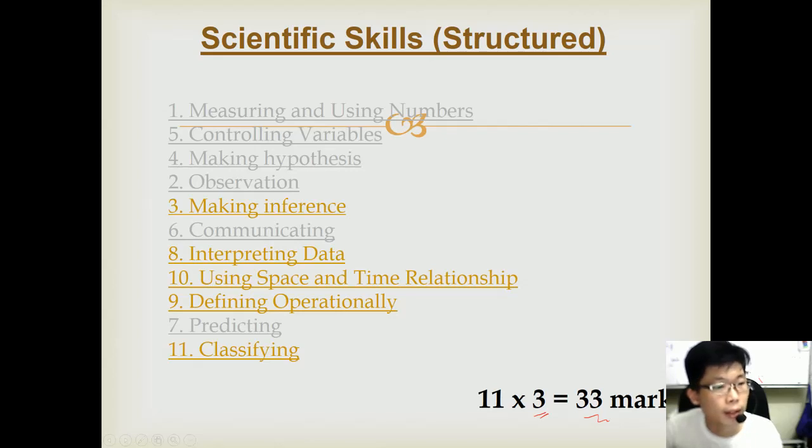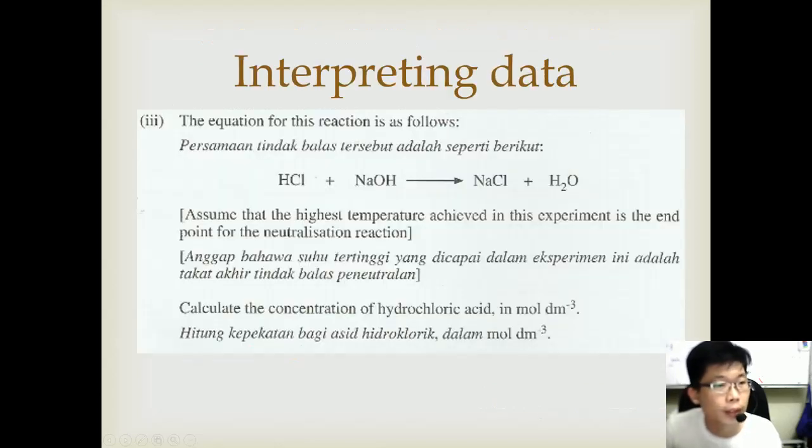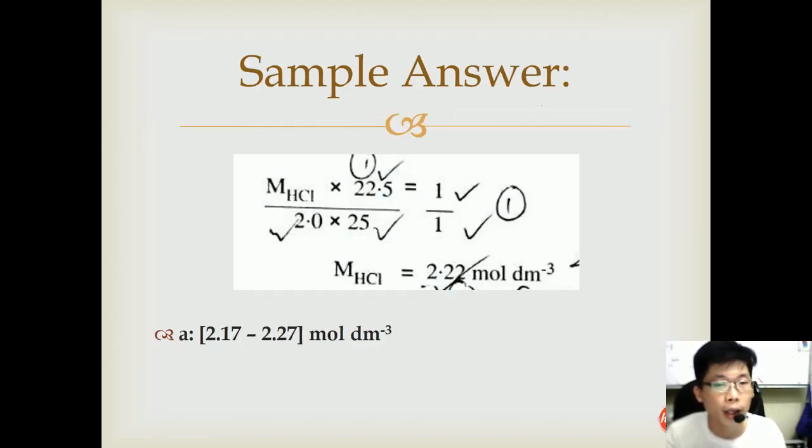Next, interpreting data. Normally this one like the paper 2, the student just needs to do the calculation and sometimes needs to explain the reason and so on. Based on the equation, calculate the concentration of the hydrochloric acid in mole per cubic decimeter. In this one, actually it is a neutralization reaction, so we are going to use a formula MAVA over MBVB equals a over b.